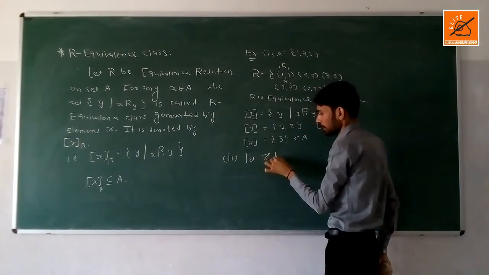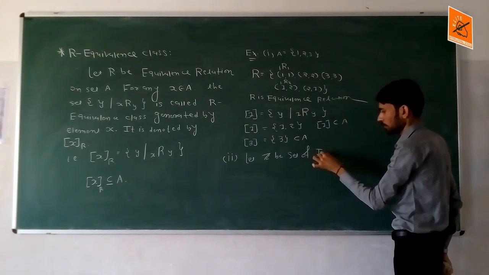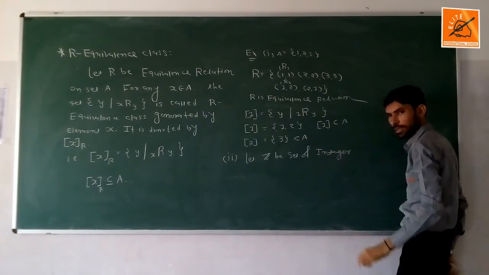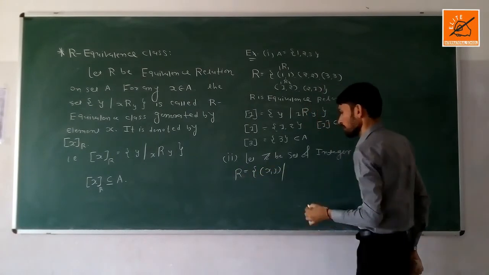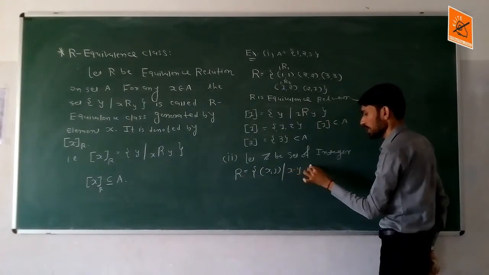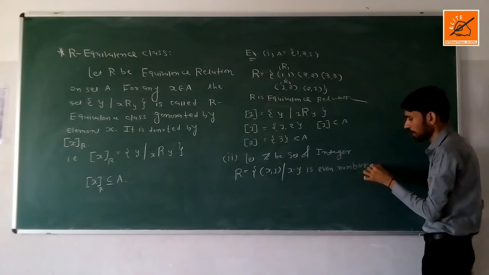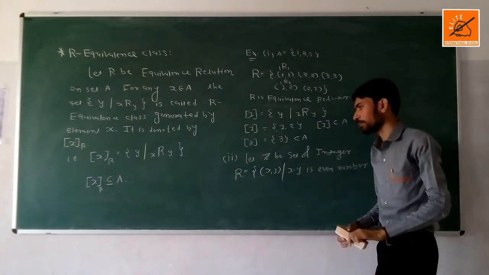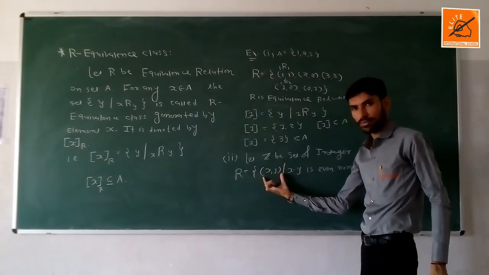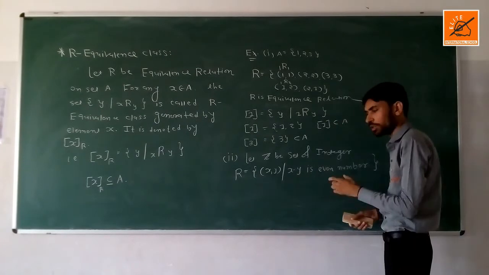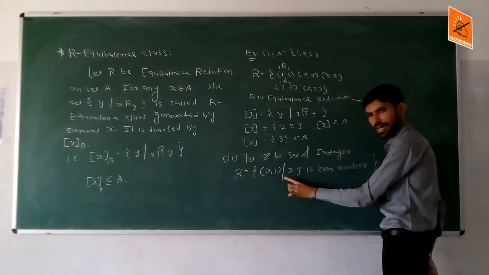Let Z be the set of integers, and we define the relation R as (x, y) where x minus y is an even number. We already proved in our previous lecture that our relation R is an equivalence relation, so here there is no need to check again. So relation R is an equivalence relation.